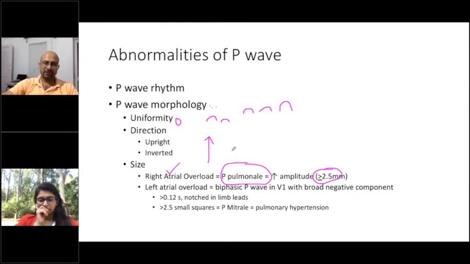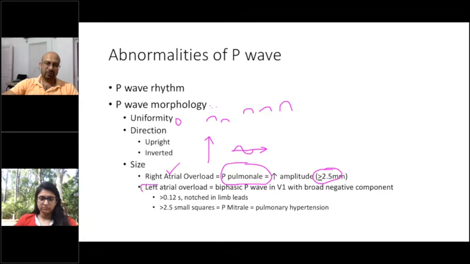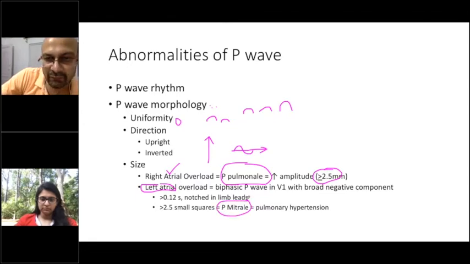However, if the P wave is stretched out in time, that means it's longer, and you find that the P wave is biphasic, it has a negative component and also a positive component, with the negative component being more than the positive component, then we find that this is largely due to left atrial overload. So left atrial overload makes it longer, right atrial overload makes it taller, and this state is called the P mitral. Again, very common questions: what is P pulmonale and what is P mitral?